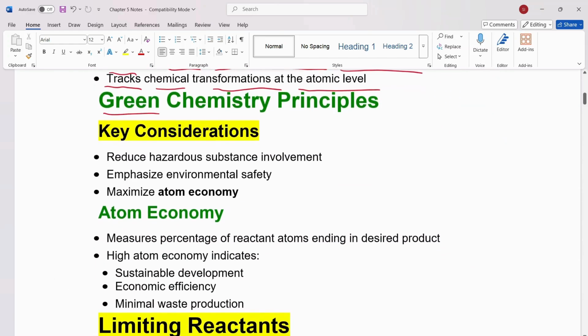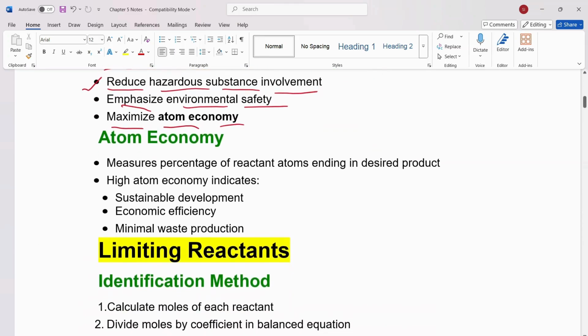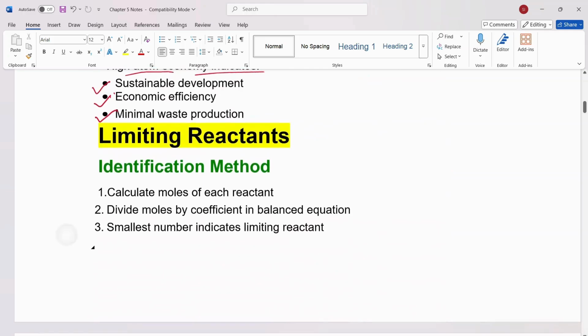So let's talk about green chemistry principles. Key considerations here are reduce hazardous substance involvement, emphasize environmental safety, maximize atom economy. Atom economy measures percentage of reactant atoms ending in desired product. High atom economy indicates sustainable development, economic efficiency, and minimal waste production.